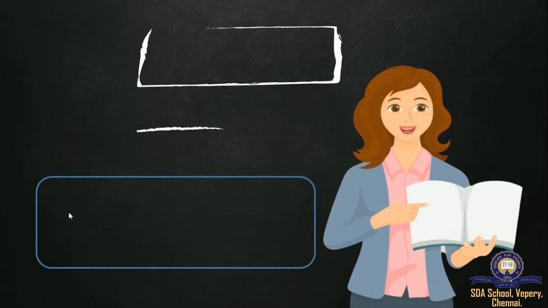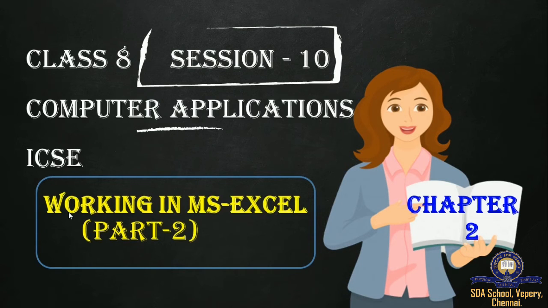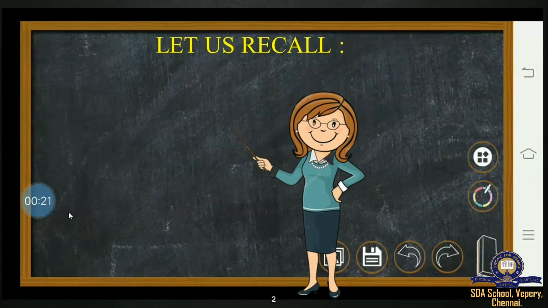Hello children, I hope you are doing well. Yesterday, we saw about Microsoft Excel, a new chapter. To continue the chapter, we will see today working in MS Excel part 2. In this session, we are going to cover rename a worksheet, delete a worksheet, and range. Before getting into the session, let us recall what topics we covered in the last class.